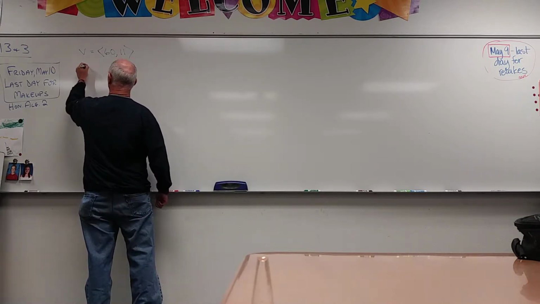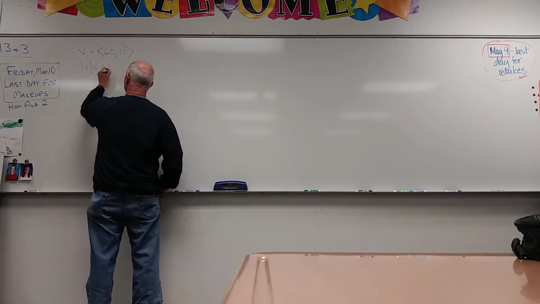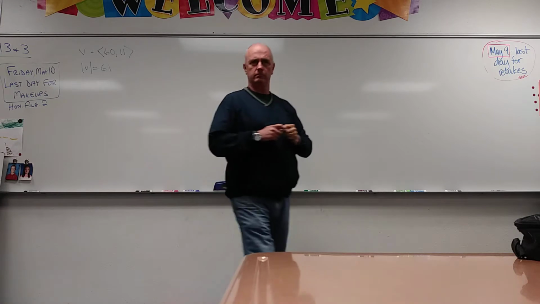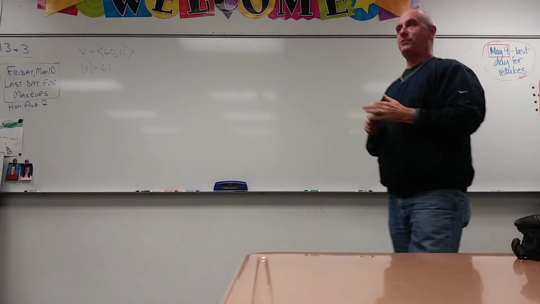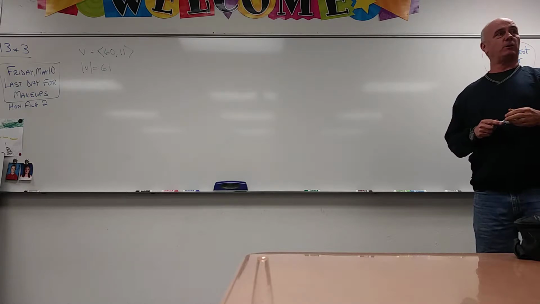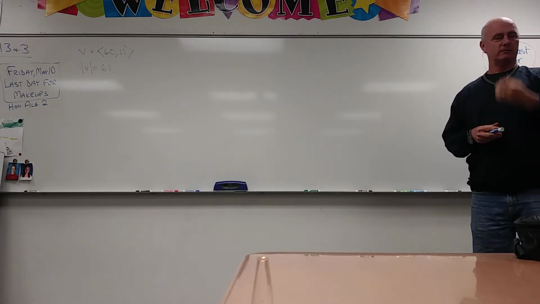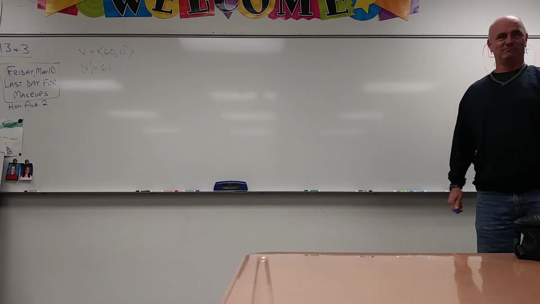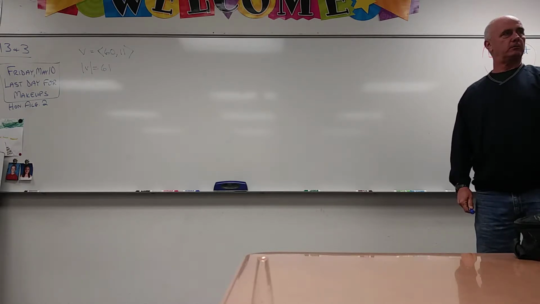So the magnitude of B is 61. That's a Pythagorean triple. 11, 60, 61. You didn't know that one? Yes, I did. Yelling at me? What are you talking about? Yeah. I do.